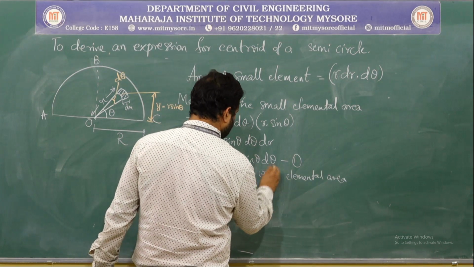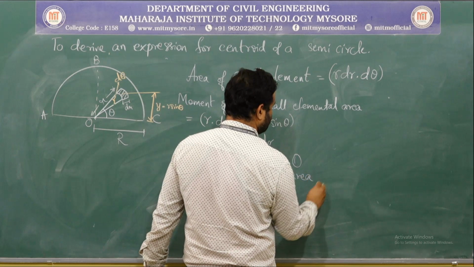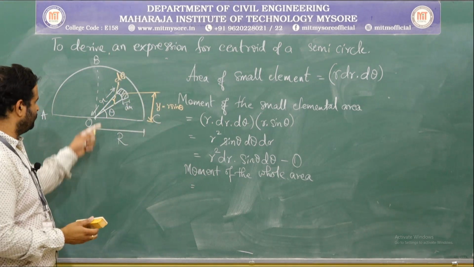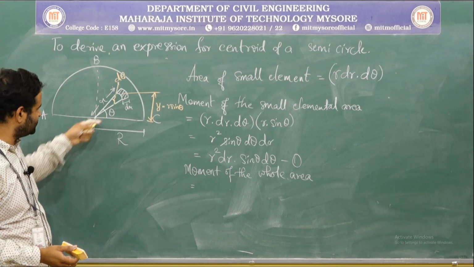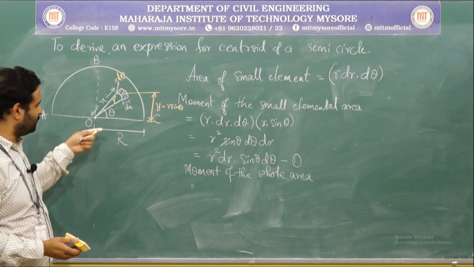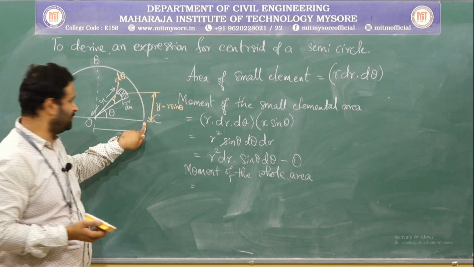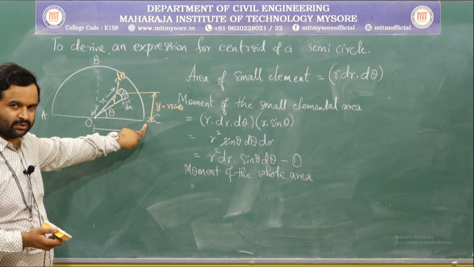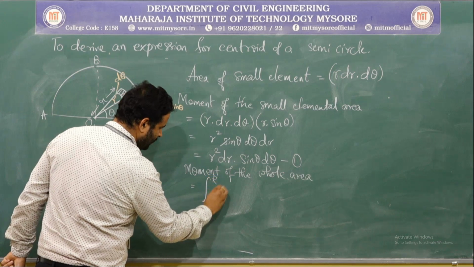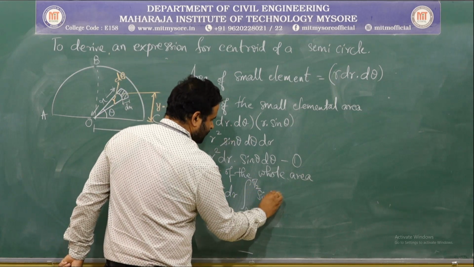Now if I consider the moment of the whole area with respect to the x axis, here we are involved with the measurements of angles as well as distance, where r is the distance and theta is the angle. So for r, what is the limit that you can apply? From this point it is 0 and at the last point it is capital R. Similarly, what is the maximum angle you can measure? From this point to this point, it is 0 to pi. So that is the integral from 0 to R of r square dr into the integral from 0 to pi of sin theta d theta.